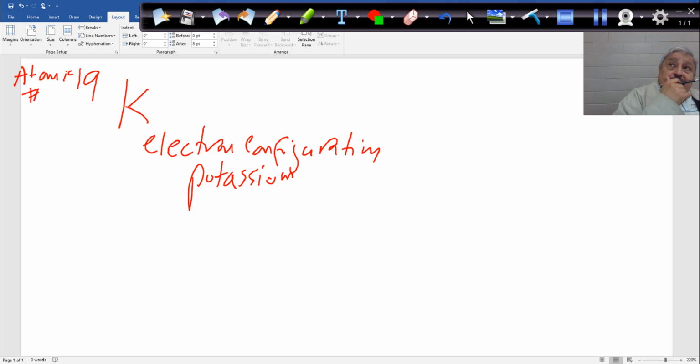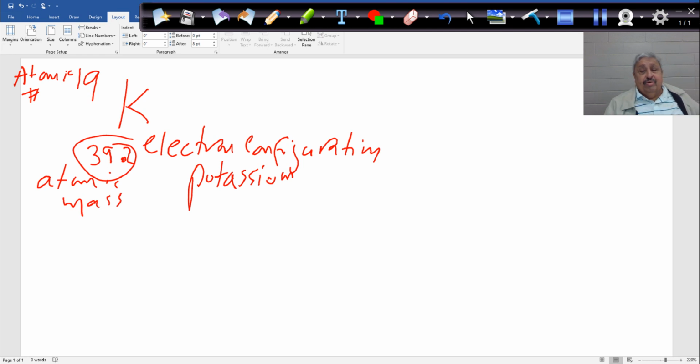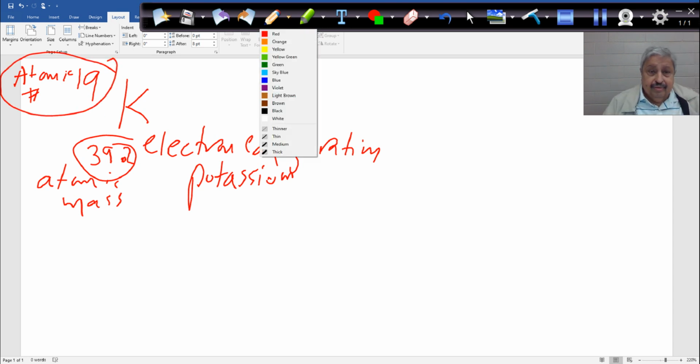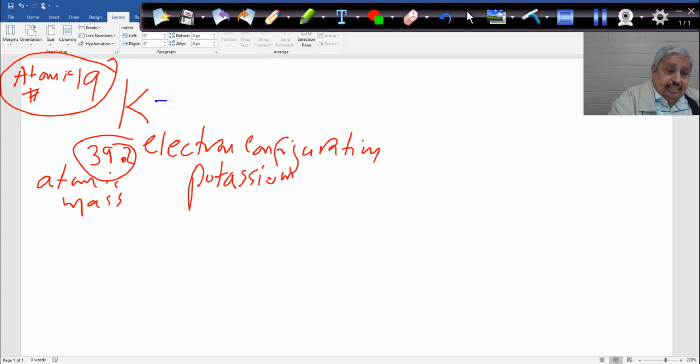And the atomic mass, how much? Close to 40, correct? 39.2. And this is the atomic mass. But because we are dealing with a chemical reaction, we are not interested in the atomic mass. We are dealing with the atomic number, the number of electrons. So we have to accommodate 19, correct? And this is in the fourth period. So let's write it here. This is in the fourth period.